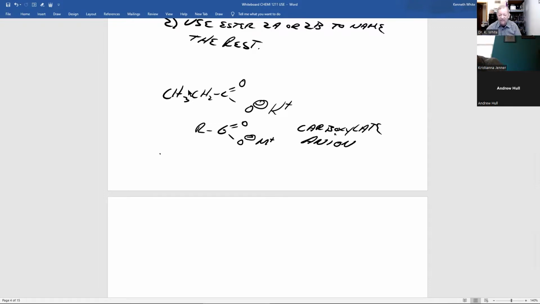And let's go name it. What element has the chemical symbol K? You should know that's potassium. So we'll put that in front.